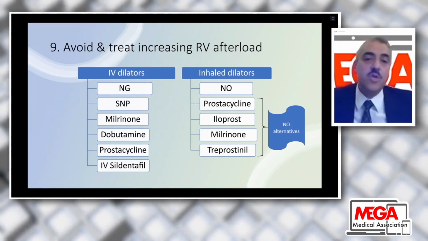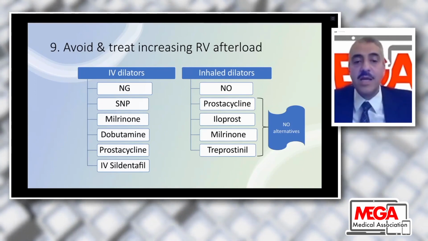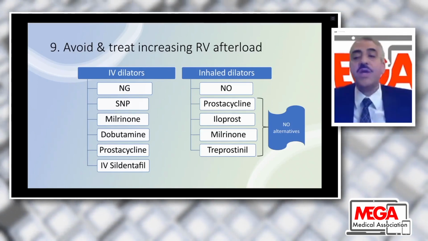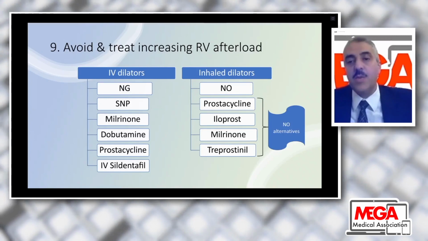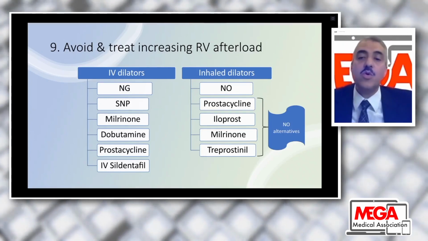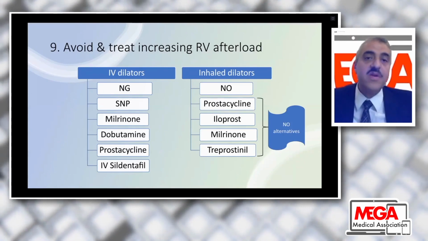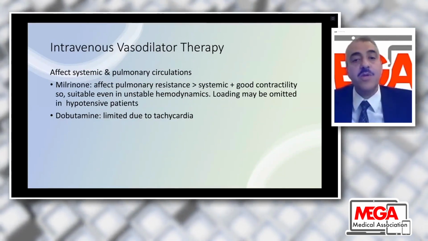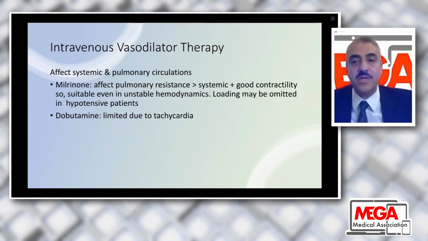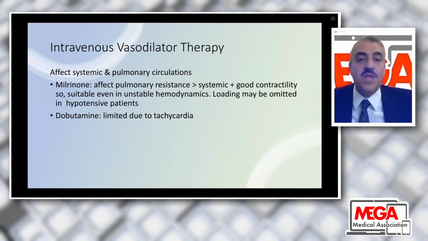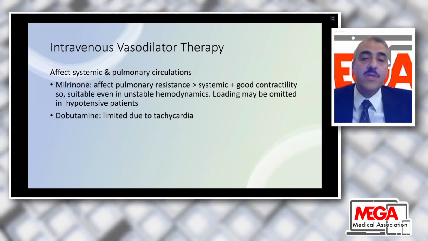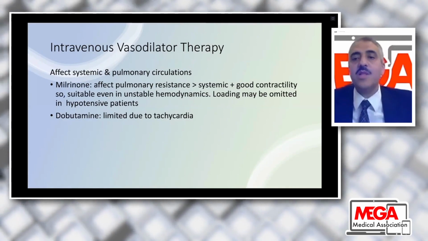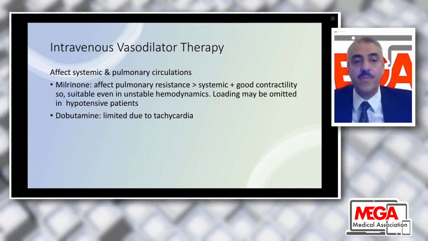Intravenous dilators like nitroglycerin, sodium nitroprusside, milrinone, dobutamine, prostacyclin, or intravenous sildenafil, or the inhaled dilators like nitric oxide or what we call nitric oxide alternatives like prostacyclin or iloprost, milrinone, or treprostinil. The best of the intravenous dilators is milrinone because it affects the pulmonary resistance more than the systemic resistance. It also keeps good contractility for the heart and is suitable even if the patient has unstable hemodynamics.